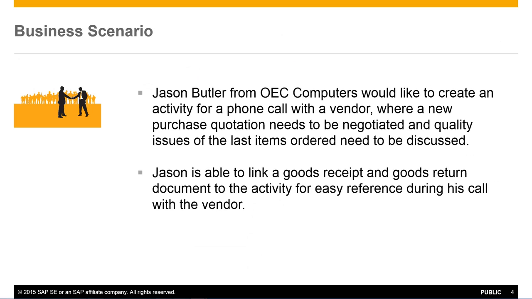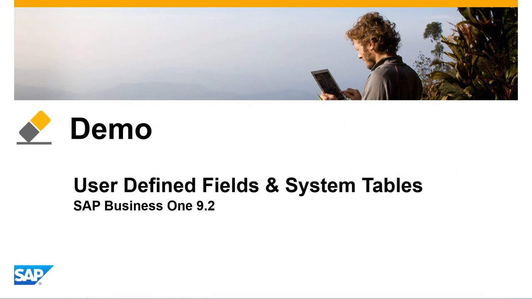A simple example is when Jason Butler from OEC Computers would like to create an activity for a phone call with a vendor, where a new purchase quotation needs to be negotiated and quality issues of the last items ordered need to be discussed. Jason is able to link a goods receipt and a goods return document to the activity for easy reference during his call with the vendor. So let's see how this is executed in SAP Business One, Release 9.2.